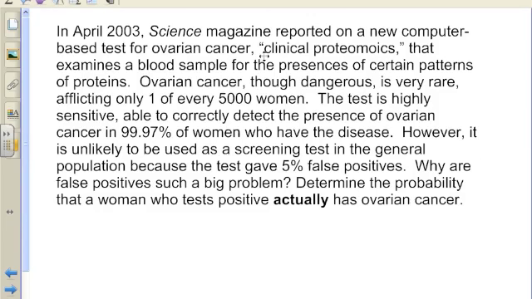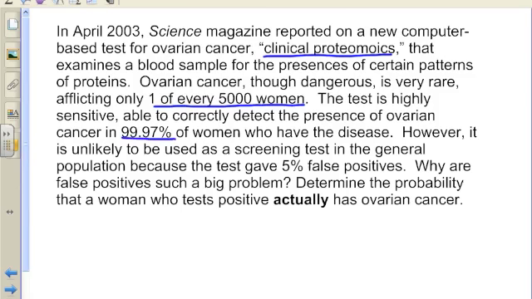I'm not sure if this is the name of the test or the name of the article, but there we go. And this particular test examines a blood sample for the presence of certain patterns of proteins. So that's how we're going to determine if a woman has ovarian cancer. Ovarian cancer, though very dangerous, is also very rare. It afflicts 1 of every 5,000 women. Okay, really rare. The test is highly sensitive, able to correctly detect the presence of ovarian cancer in 99.97% of women who have the disease. So if you have cancer, there's a really good chance that they're going to spot it.